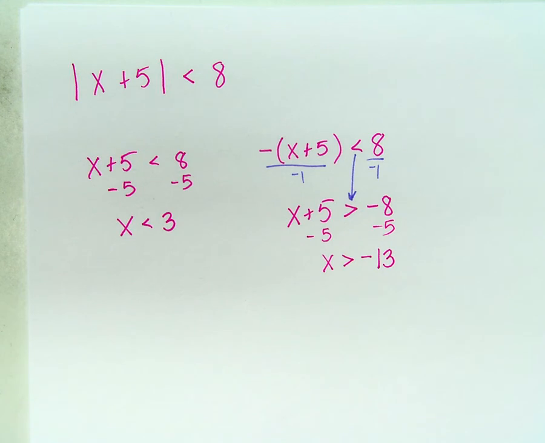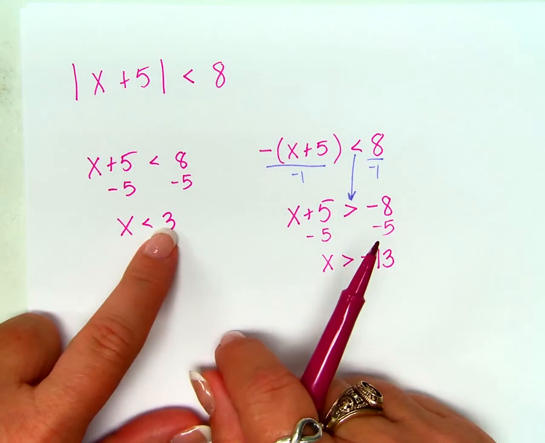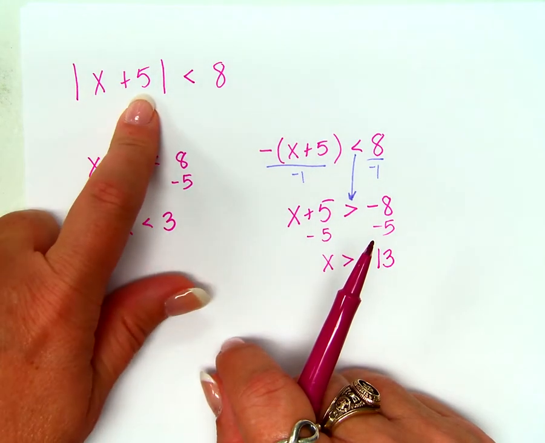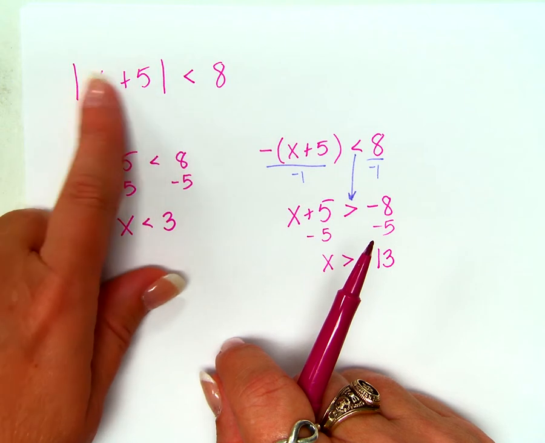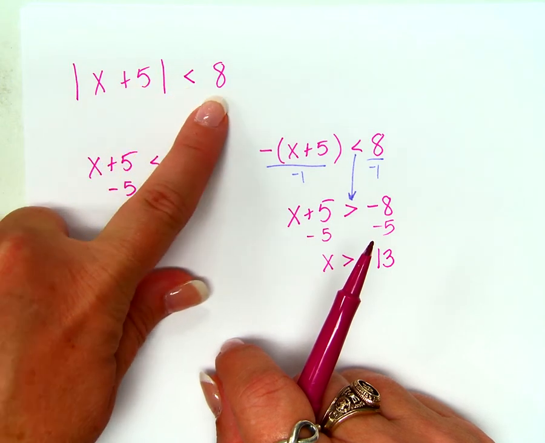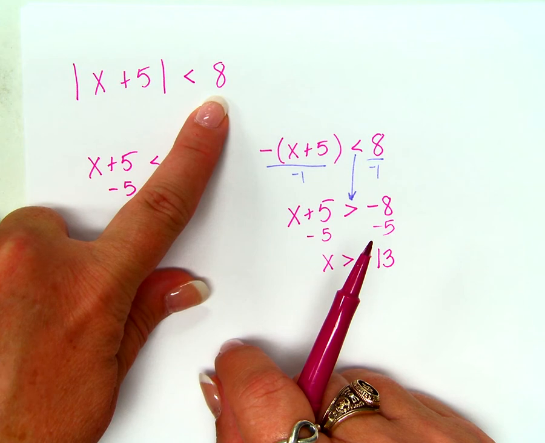So here's something interesting. Some people don't like it. If you don't like it, you'll get over it. It'll be okay. But think about this. 3. What's 3 plus 5? 8. What's the absolute value of 8? 8. Is 8 less than 8? No, it's equal to, right?